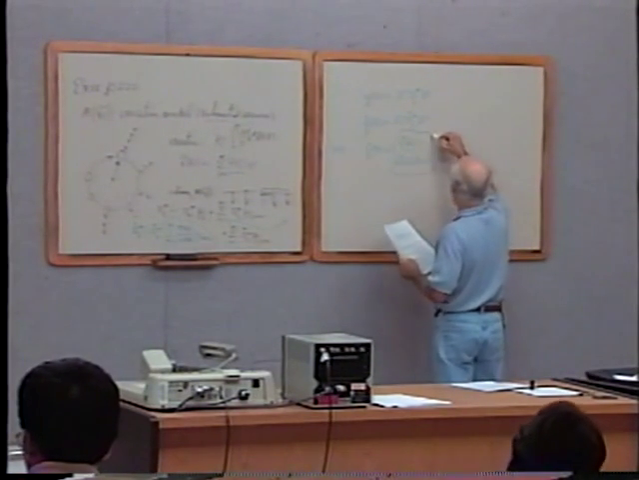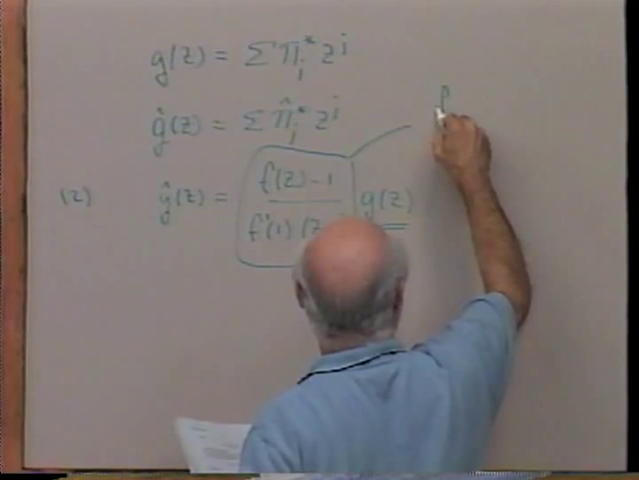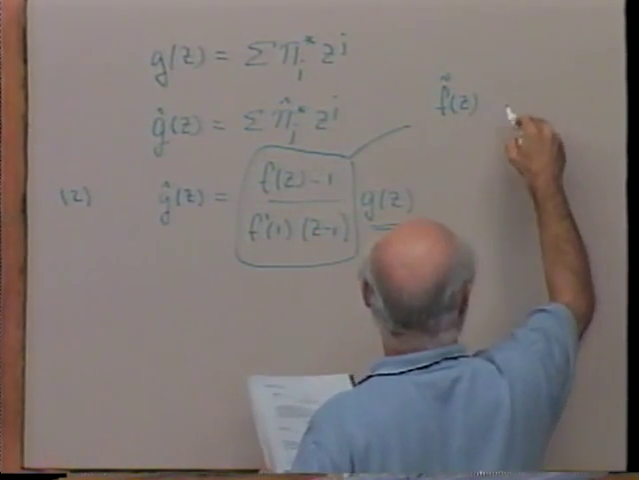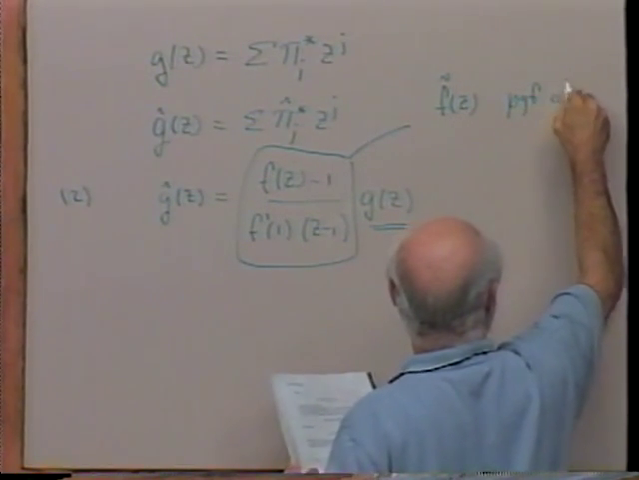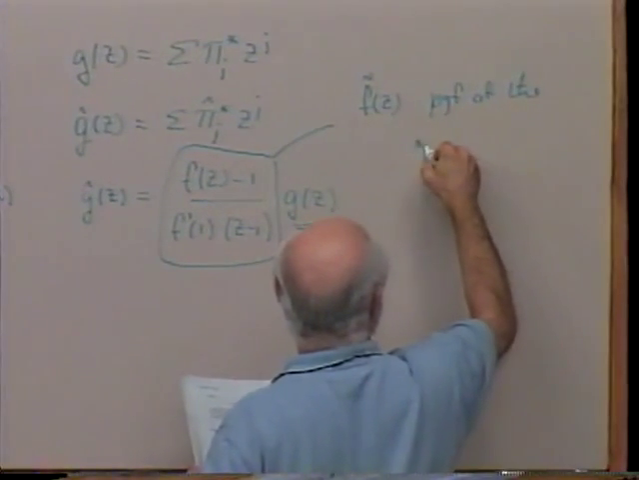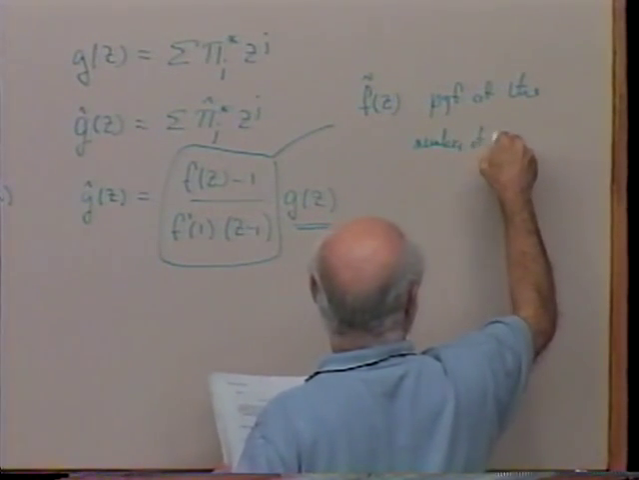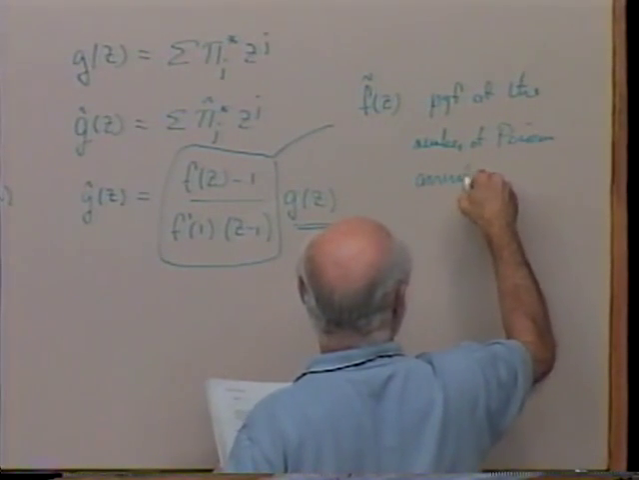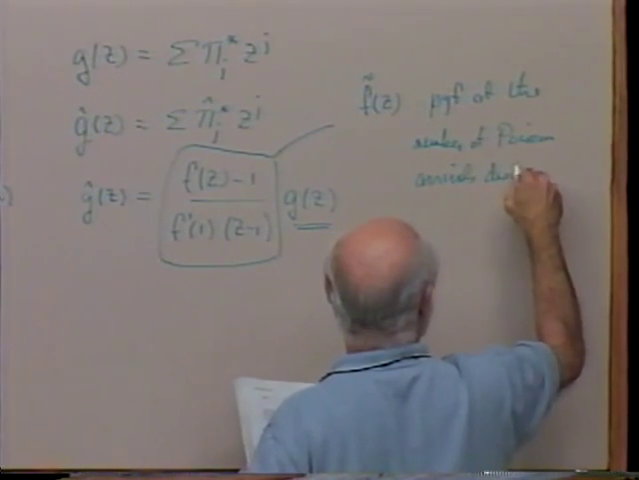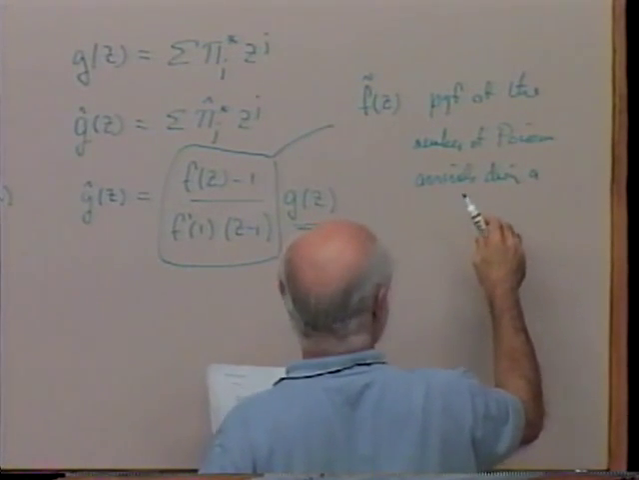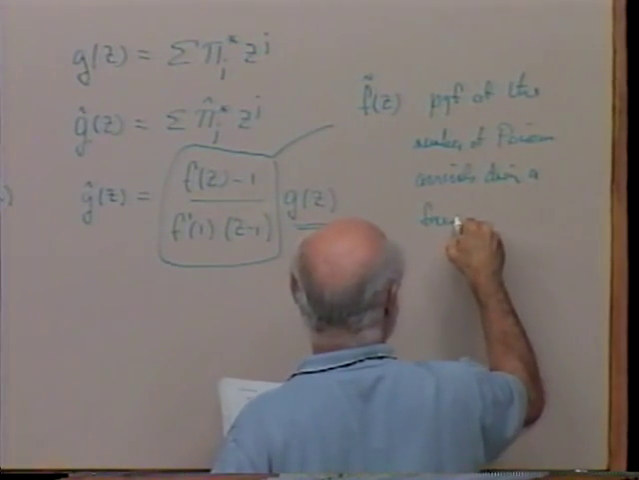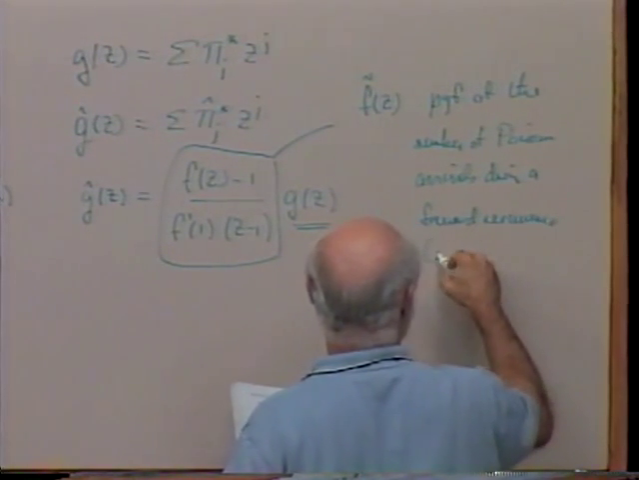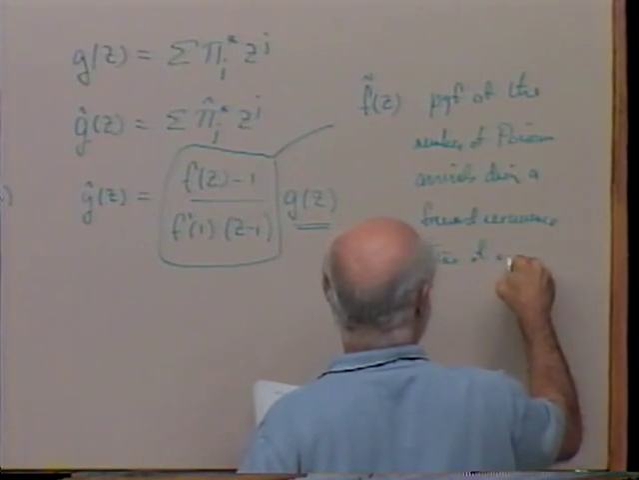This thing right here is the same thing as what I'll call f tilde of z, which is the PGF of the number of Poisson arrivals during a vacation. During a forward recurrence time. That's important. Forward recurrence time of a vacation.